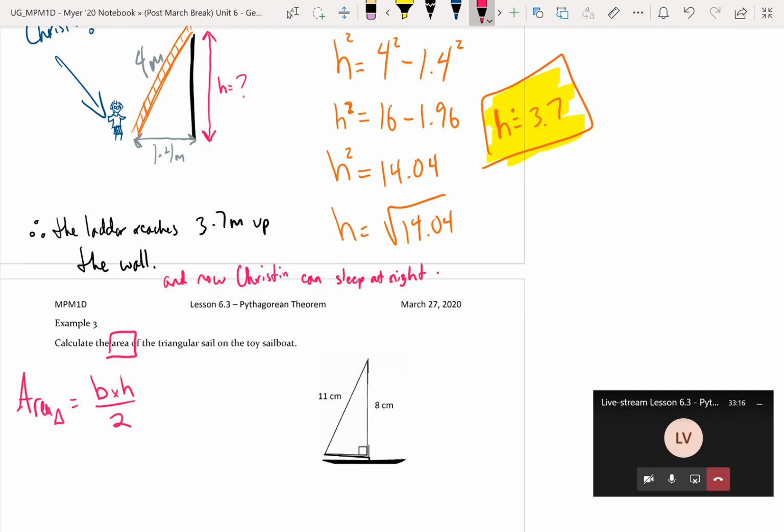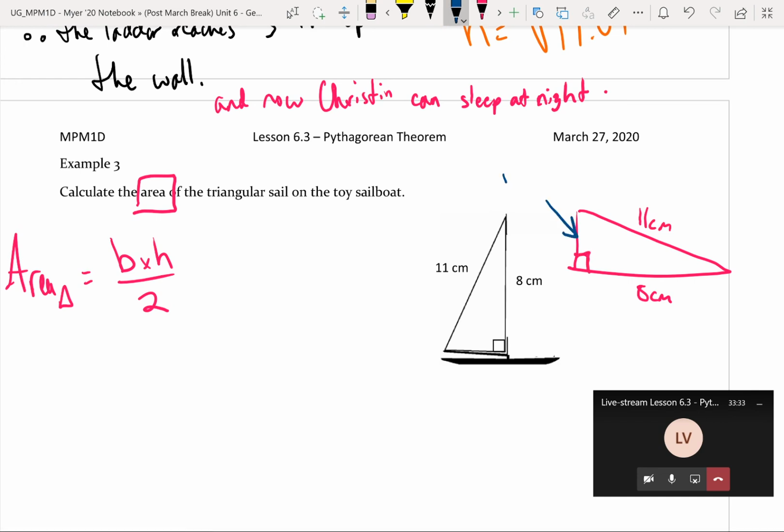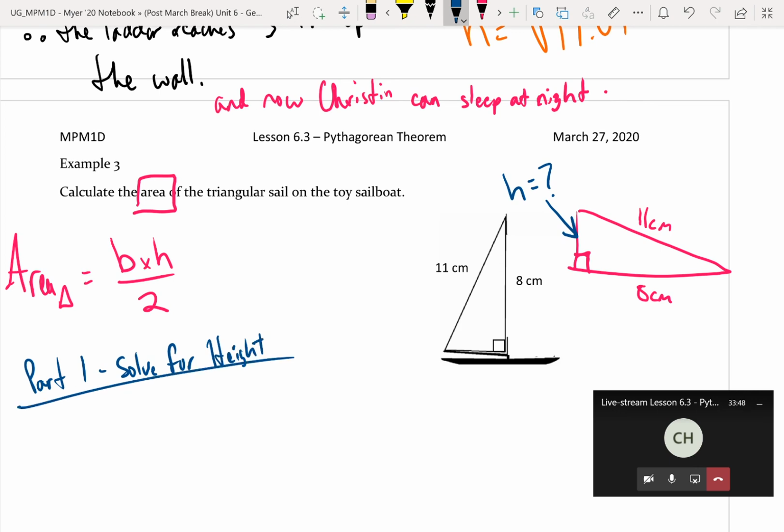So we have that. Now let's look at our dimensions. So we have the base. If we turn this triangle sideways, it would look like this, right? And we know the base is 8 centimeters, and we know that's 11 centimeters. But we don't know what this is, and that's our height. So we have to solve for the height first. And we know that it's not the longest side, so h squared is equal to the longest side squared subtracted by one of the shorter ones.